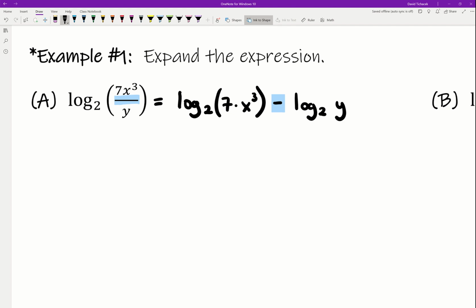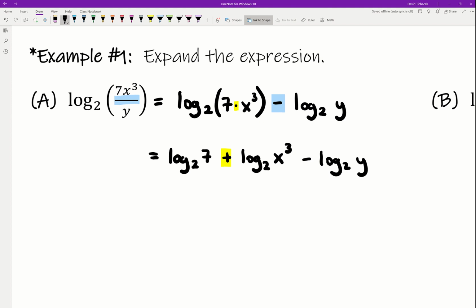Okay? And so that's the first step of our expansion here. We may not necessarily be done after applying one rule. We have to look and see what we still have and decide if more rules can further be applied. And I think that's definitely the case here. If you look at that first log, we have the log of a product here, 7 times x to the third. And so remember that we have a rule that says if it's a multiplication on the inside, then it's going to be an addition on the outside. And so I could break up that first log into two logs. I could say that's going to be the log base 2 of 7 plus the log base 2 of x to the third. Okay? So that's pretty handy. And then, of course, we still have that minus log base 2 of y at the very end of our expression there.